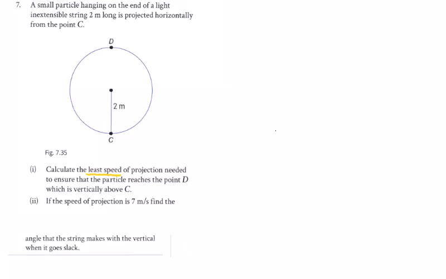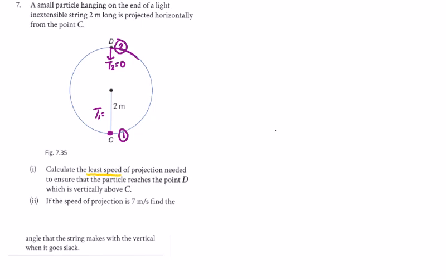Question 7, we have a small particle hanging on the end of a light string, 2 meters long, as we can see here. Position 1, position 2. So the least speed, what that means is as it gets to D, it's slowing down and the tension in the string will become slack. So we can say that the tension up here, T2, is 0, and we'll have the tension at the bottom, T1, in terms of T1.